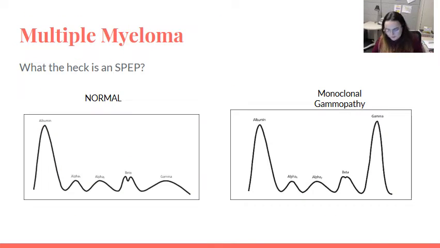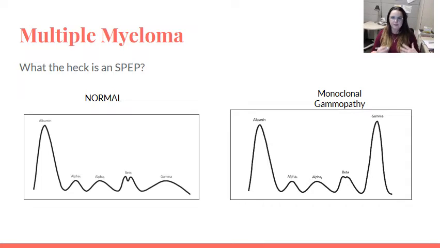Okay, multiple myeloma. So in going room to room, it became apparent that you guys hadn't really been instructed on what an SPEP is or how it works or why you should even care about it, okay? So I want to spend a couple of minutes just explaining what an SPEP is and what it's supposed to look like and why it's important to recognize that when we're thinking about something like multiple myeloma, okay?